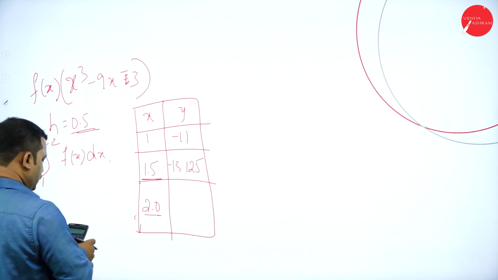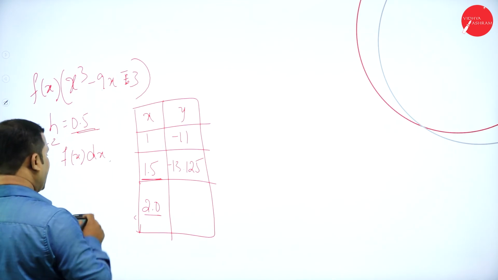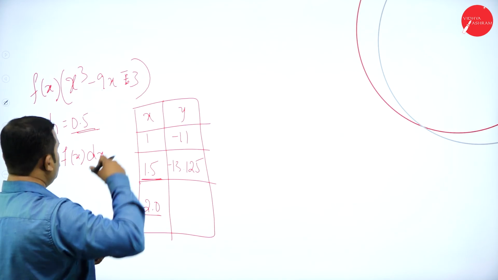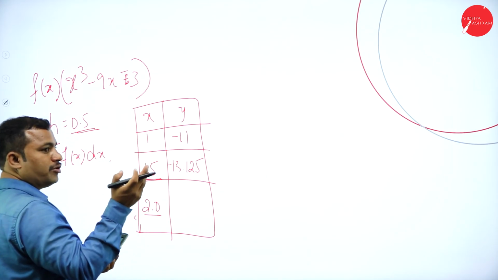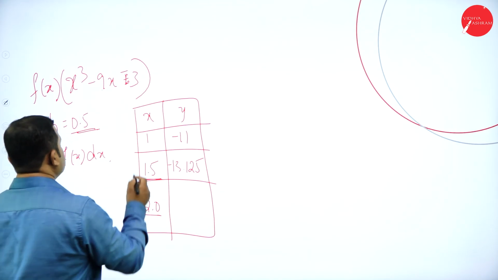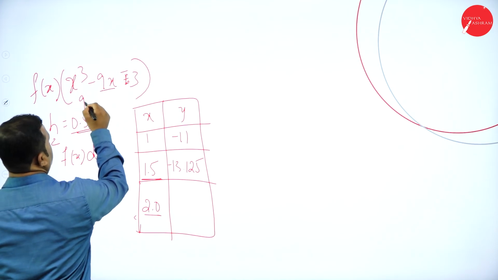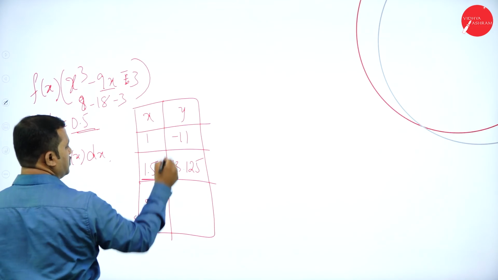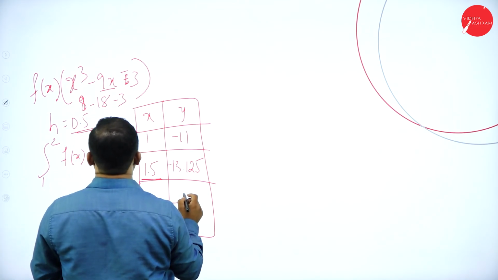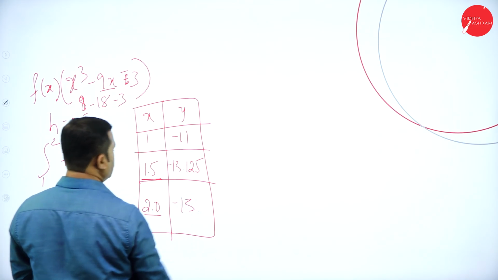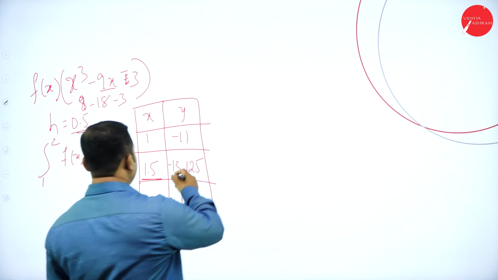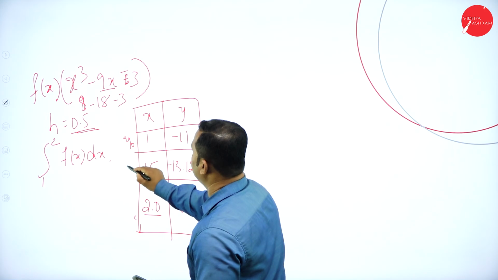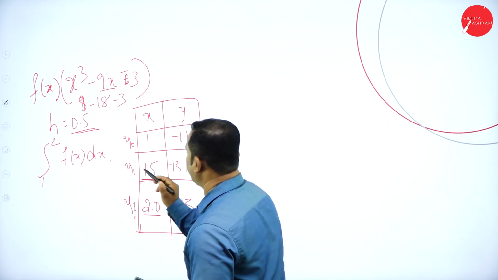Similarly, if I solve this equation for 2, what is the value I am going to get? 2 cube means 8. 8 minus 9 into 2.0, that is 18. This becomes 8 minus 18, that is minus 10, minus 3. That means we have minus 13. So if I do these operations, this is my y0, y1, y2. We have these terms.